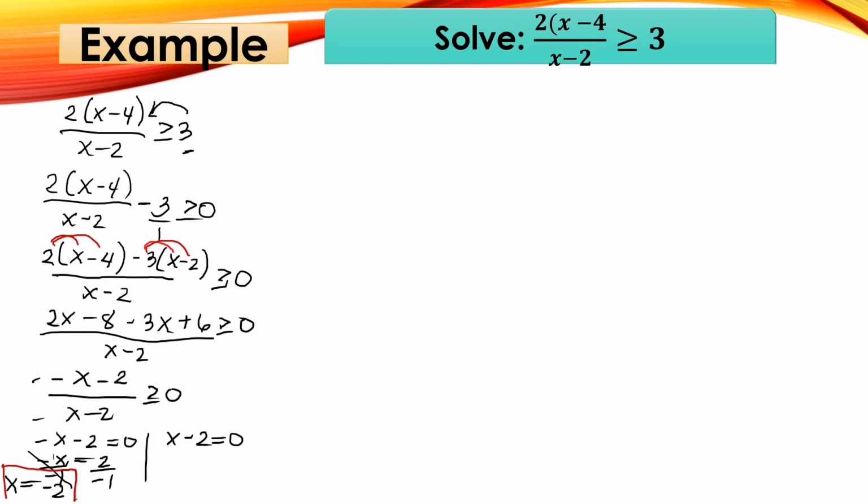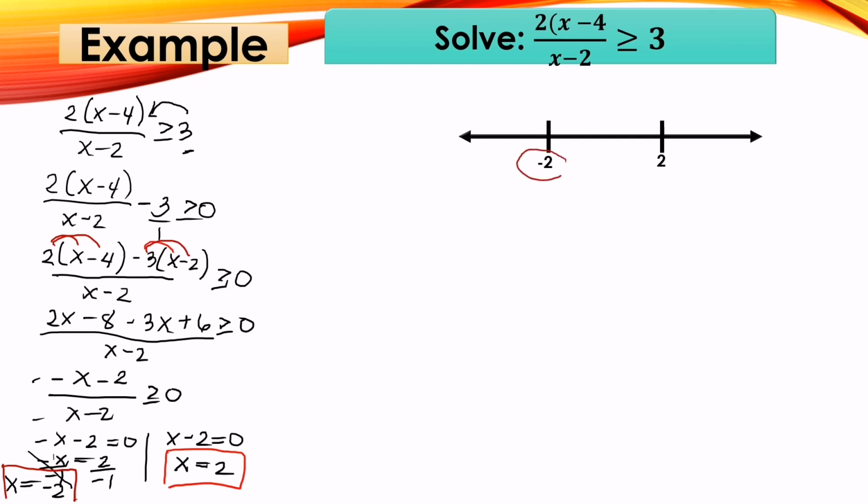Next, about the other side. So, x is equal to positive 2. So, the value of our x is negative 2 and positive 2. Next step is you need to put your value of x on the number line. Ayan po. So, this is your negative 2 and positive 2.